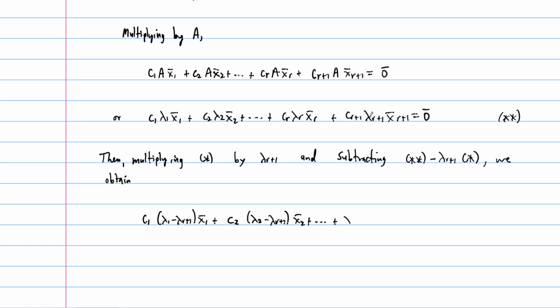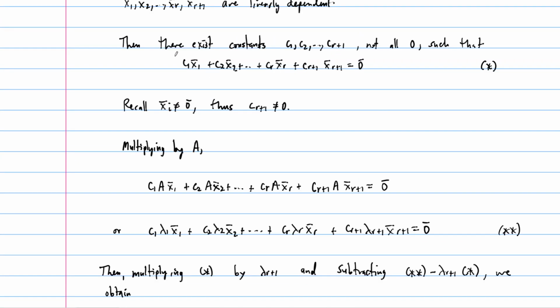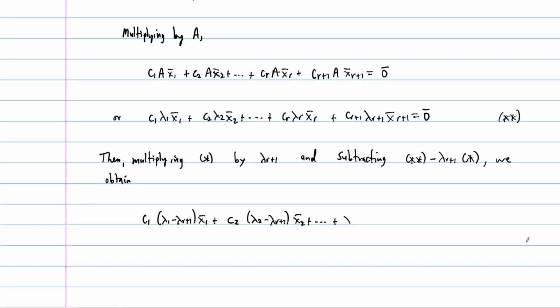Notice the last term is gone, right? Because when we multiply lambda r plus 1 by this equation 1 star, then the last term is going to be exactly the same as this term in 2 star. And so down here what we end up with is a linear combination: cr times lambda r minus lambda r plus 1 times xr equals 0. And these lambdas are distinct, so these differences are not 0.